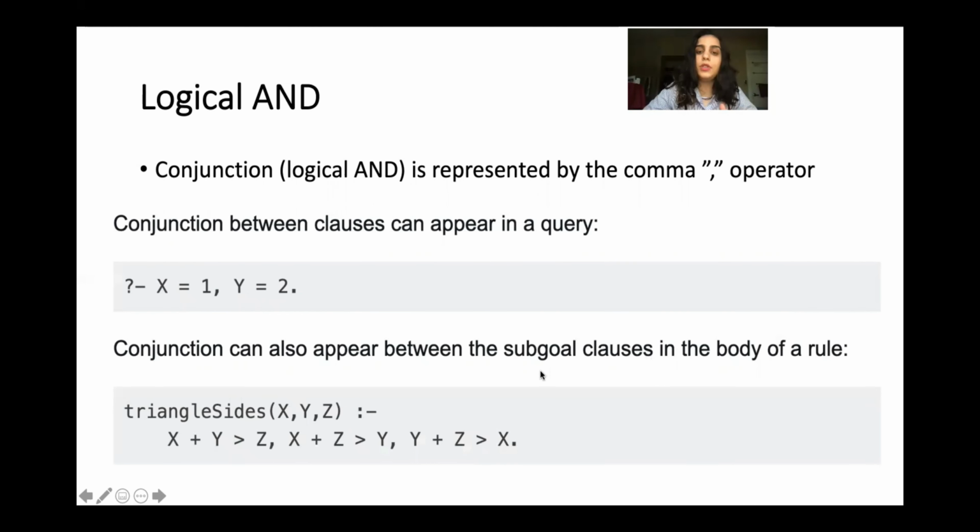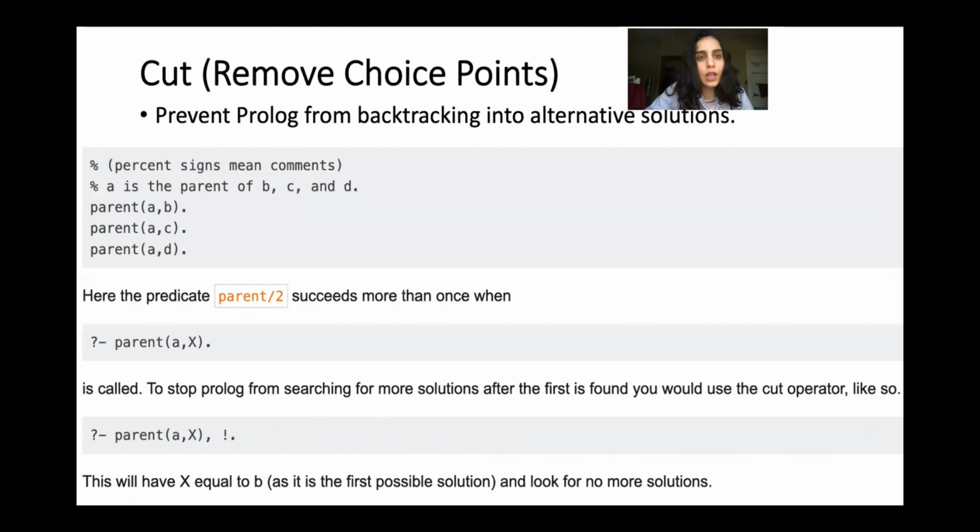Now, if it appears between subgoal clauses, why are they called subgoals? Because in this sentence here, there's a left-hand side, there's an if statement or logical implication, and there's a right-hand side. And in the right-hand side, these are subgoal clauses because there's 3 of them. So this is a rule just like we saw a few slides ago.